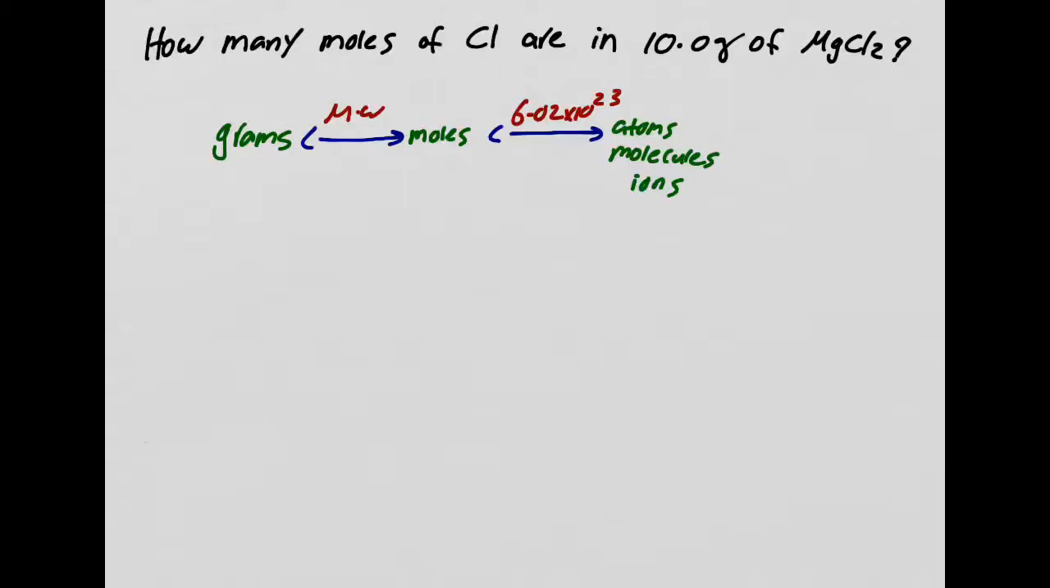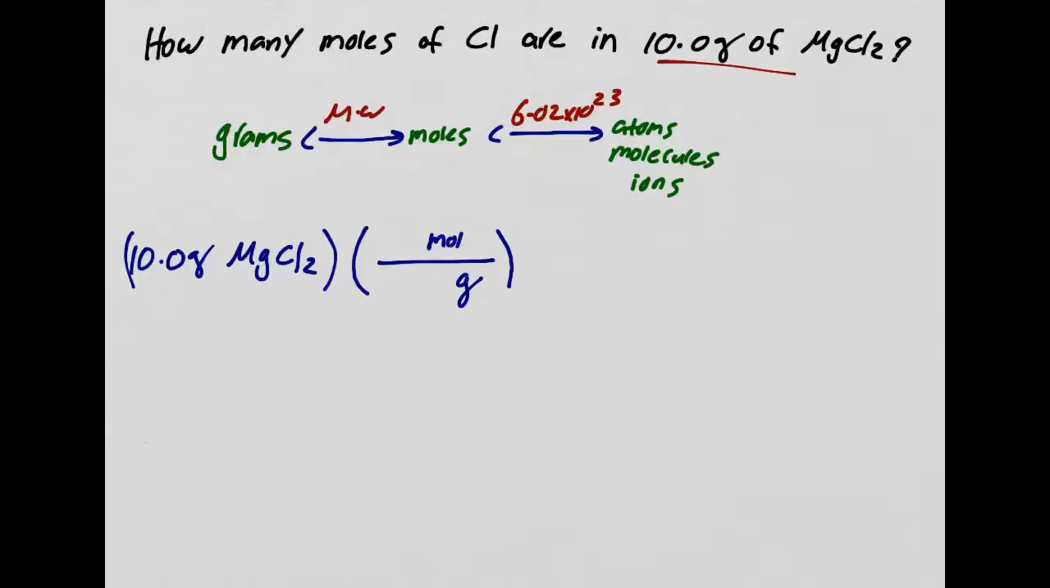So, what is given to you, and always write down what's given to you. You have really no choice, but you should write down what's given to you, is 10.0 grams of MgCl2. Okay? What I want is to go to moles. I have gram, I want to go to moles. To go from gram to moles, I need to use the molecular weight. I don't want gram, so it goes on the bottom. What I want is mole.